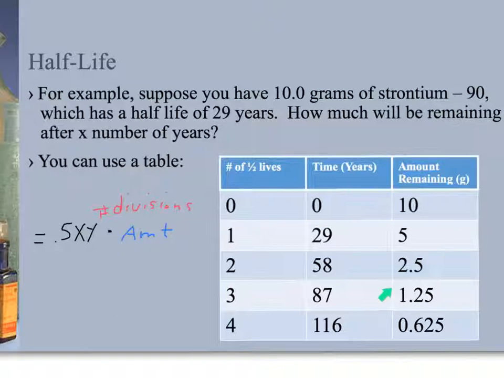And so to do this, let's see if we could find out what we would have left in 4 half-lives. We would take 0.5 x to the y, 4, times 10 equals, and you should have 0.625 as your answer. Now you should try that and become familiar with the buttons and where they're located on your specific calculator.